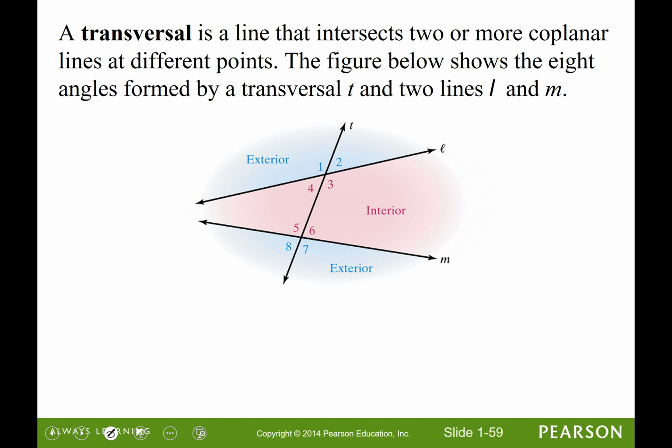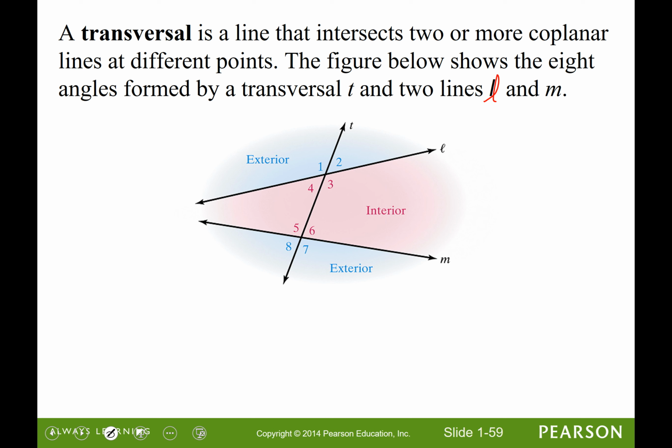A transversal is a line that intersects 2 or more coplanar lines at different points. The figure below shows the 8 angles formed by a transversal T and 2 lines L and M. To make that look more like a lowercase cursive L. Okay, so let's start over.